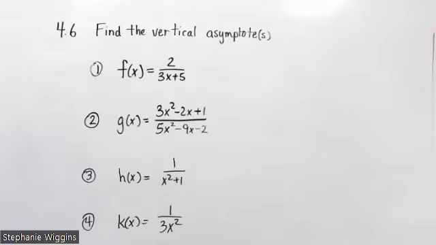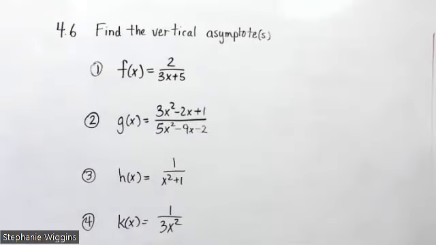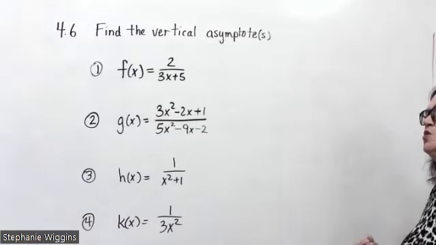To find vertical asymptotes? Well, we have 4 examples here, and remember, vertical asymptotes are kind of a no-go zone for the function, the graph of the function. And the no-go zone is when the denominator is equal to 0. So we did examples where we found the domain and we said they were all real numbers except certain values of x that make the denominator equal to 0.